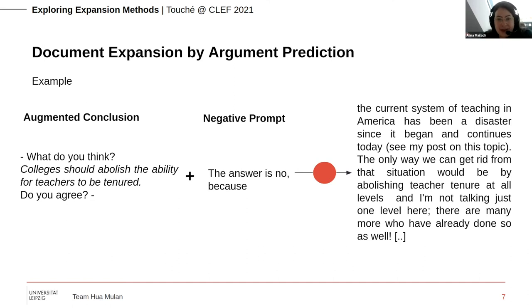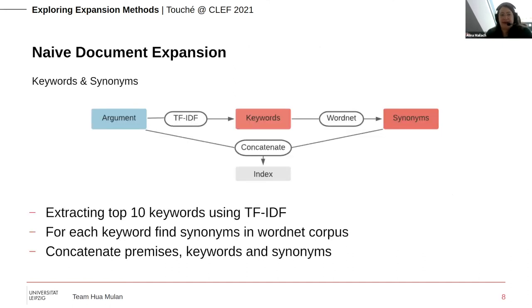Our third approach is closely related to Bundesmann of last year. They also did a query expansion method by extracting keywords from queries and looking for synonyms in a WordNet corpus. For each of the arguments, we extracted the top 10 keywords using TF-IDF. And for the keywords themselves, we searched for all the synonyms in the WordNet corpus. We then again concatenated all of the synonyms with the argument, indexed it, and retrieved it.